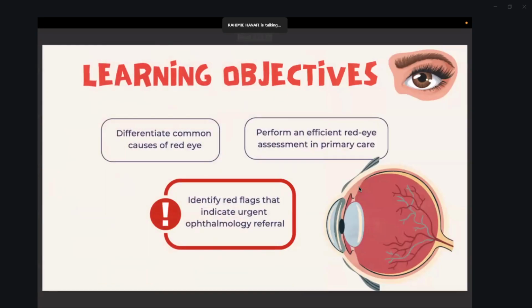All right, so what are our learning objectives today? Okay, first, our aim is we want to differentiate the common causes of red eye and be able to perform an efficient red eye assessment in the primary care setting. And most importantly, identify the red flags that indicate urgent ophthalmology referral.